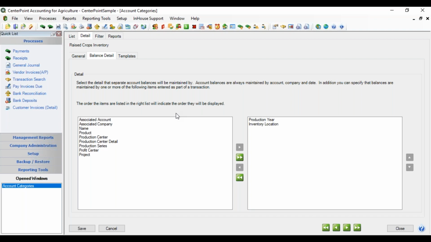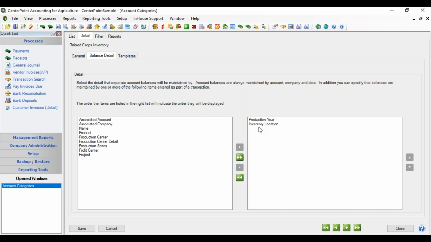We can store that balance by other details. And in this case, the user selected to store by production year and inventory location. That means that on this one inventory that's being increased when new production comes in, it's going to store those balances by the year that it was produced. So if you are storing inventory for multiple years, you're holding some inventory and selling it later, then you can store that by years and keep that segregated.